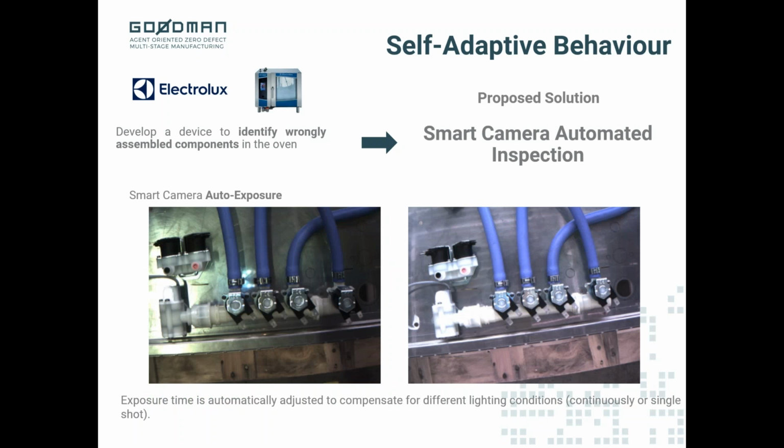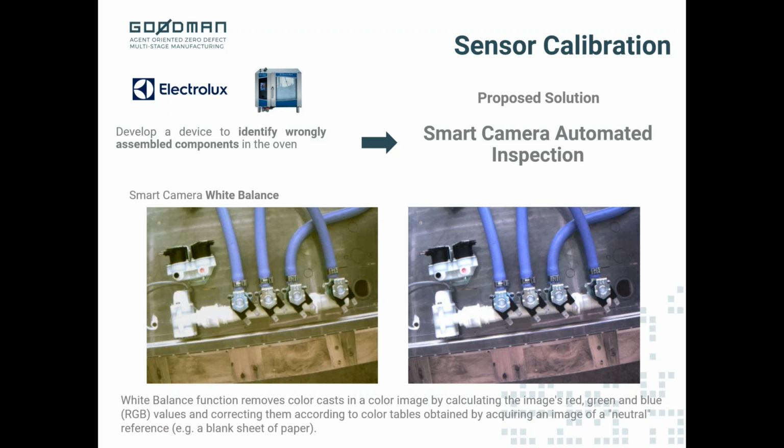In this case, some self-adaptive behavior has been embedded within the final solution, as for example, the use of smart camera auto exposure. The exposure time is automatically adjusted to compensate for different lighting conditions, continuously or in single shot mode. They are also performing white balance operation in order to be sure that the proper color images are restored on the recorded images.